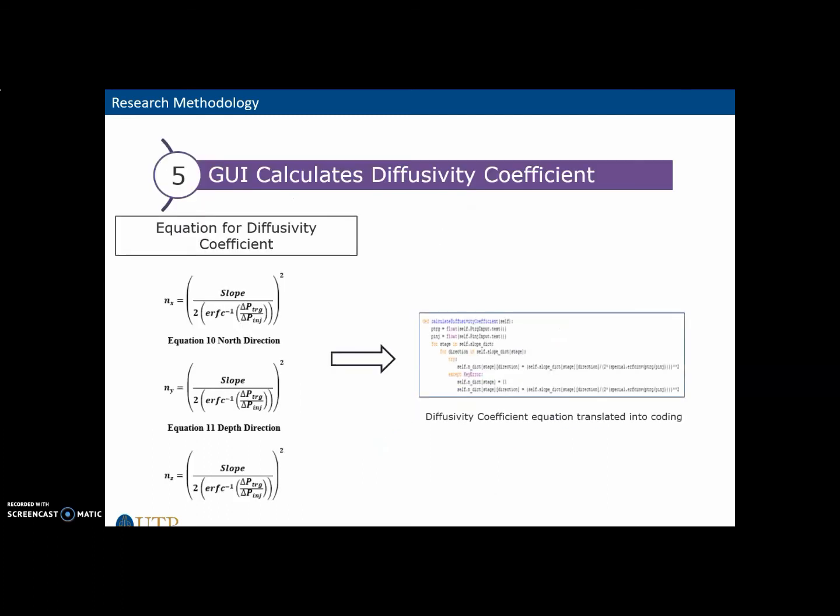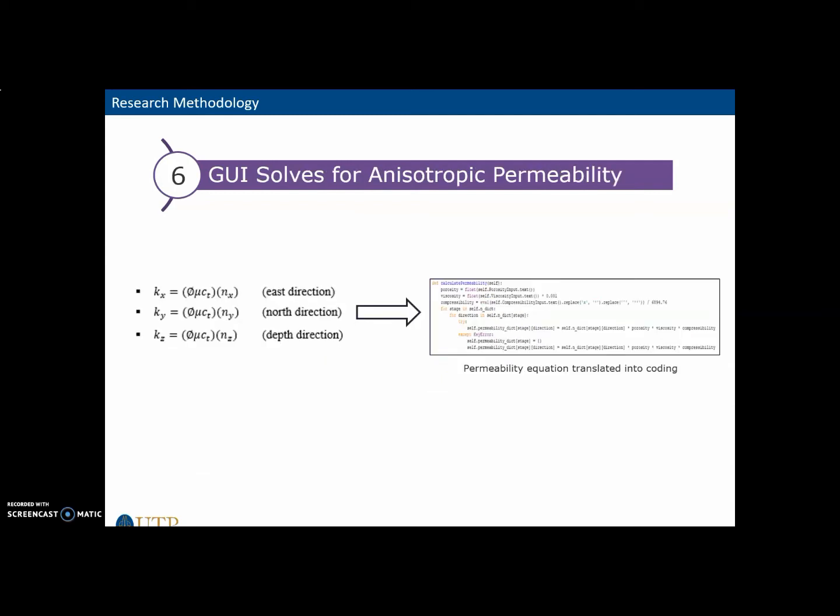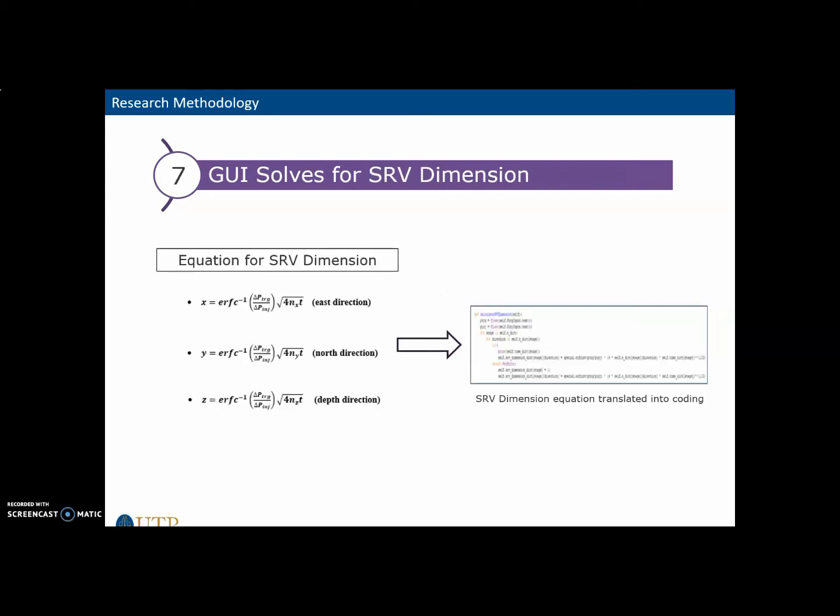Next, after the value of the slope for each line is determined, only then can the software calculate the diffusivity coefficient, since the solution for it requires the slope value. Again, the equation of the diffusivity coefficient is translated into coding for the software to run the calculation. The rearrangement of the diffusivity coefficient equation will give us the solution for the permeability values in 3 different directions as the following. And again, these equations are coded into the software for calculations. The same goes for the equation of the SRV dimension, where the software will run the calculation based on the coded equations in 3 different directions.